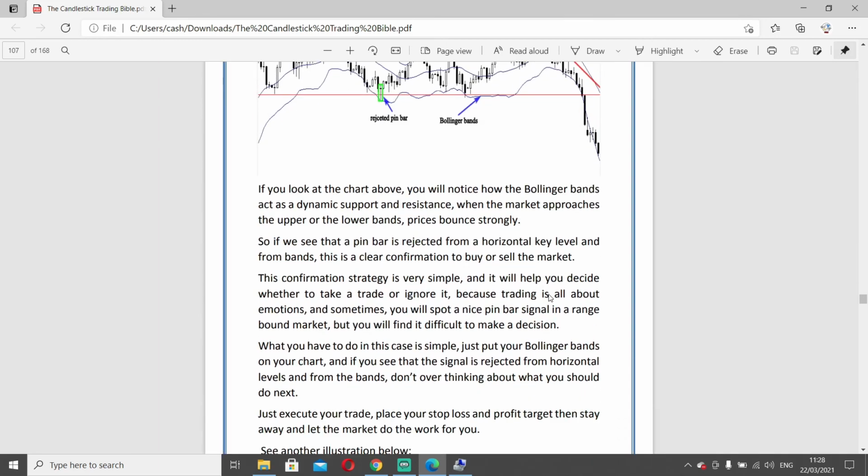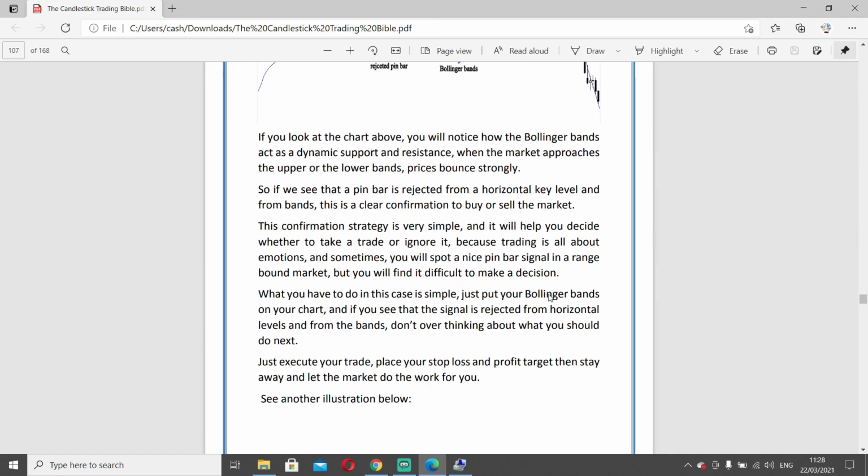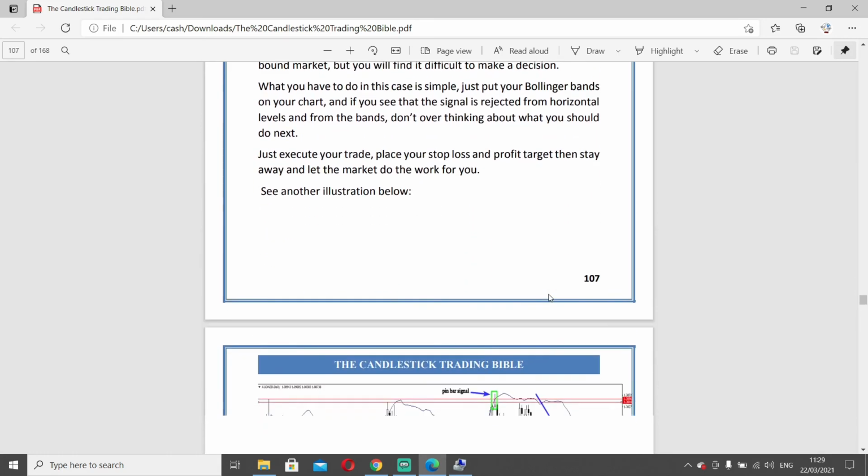This confirmation strategy is very simple and will help you decide whether to take a trade or ignore it. Because trading is all about emotions, and sometimes you'll spot a nice pin bar signal in a range, but you'll find it difficult to make a decision. What you have to do in this case is just put your Bollinger Bands on your chart and see if that signal is rejected from the horizontal levels. Don't overthink it, execute. Just execute your trade, place your stop loss and profit target, and wait and let the market do the work for you.